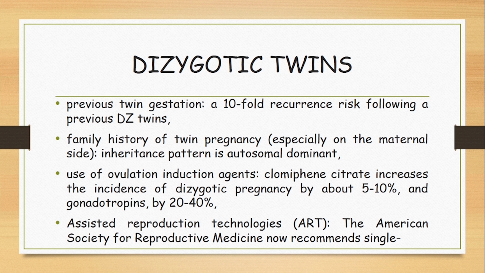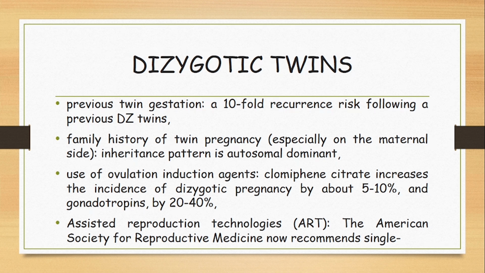Previous history of twin gestation gives about a 10-fold recurrence risk following a previous dizygotic twin gestation. Then a family history of twin pregnancy, especially on the maternal side. We know that the inheritance pattern is autosomal dominant.